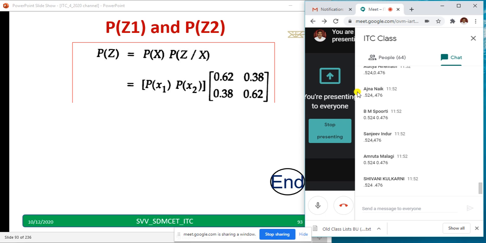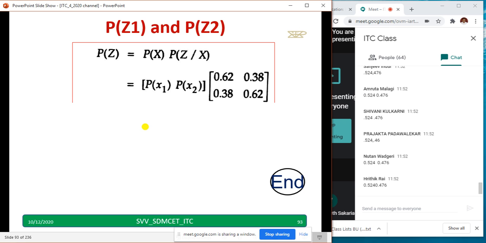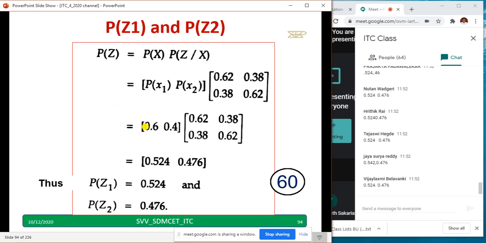So let me show you the answer, and those who are doing it, do it. Tejasvi, Jaysurya, and 0.476 is correct. I too got the same answer. Preeti, Praveen, Karthik, Rohit, Vijay Lakshmi, Jaysurya are getting the same answer. I'll pause for another 10 seconds, then we'll go to the next slide. Those who are still doing, let them do. Mallikarjun Patil got the same answer.